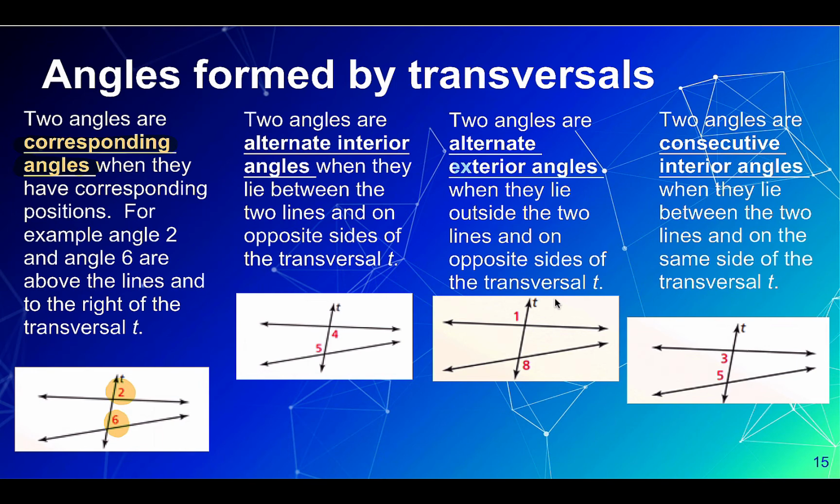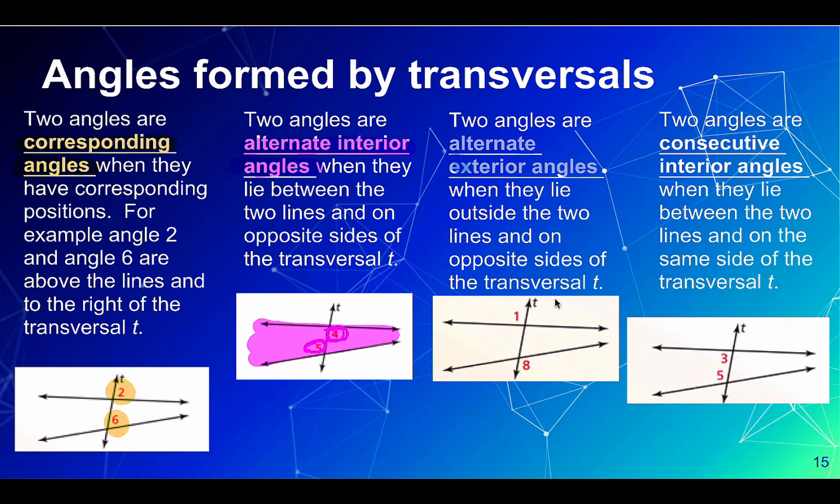The next one is alternate interior angles. The interior of the two lines is what I shaded in pink. It's in between the two lines. And the angles that are formed on the interior and alternate over the transversal, so they're on opposite sides of the transversal, are called alternate interior.